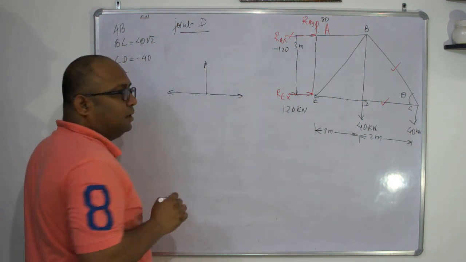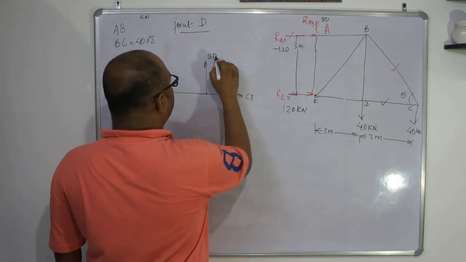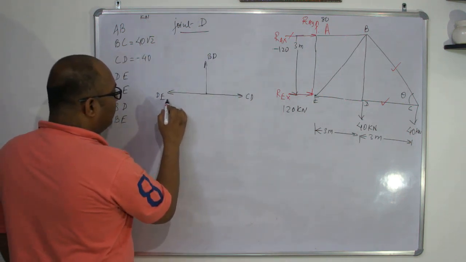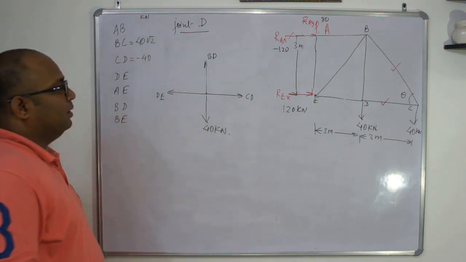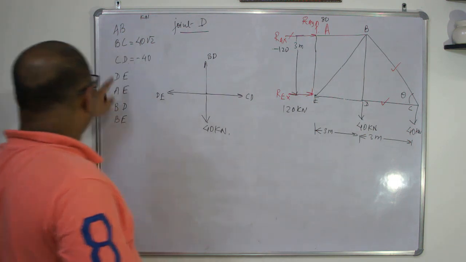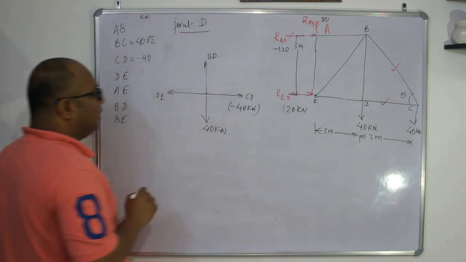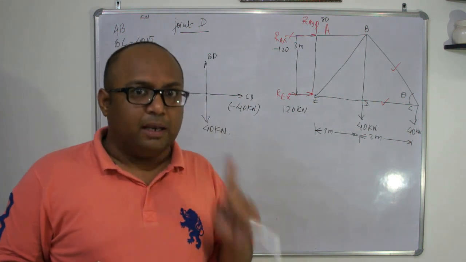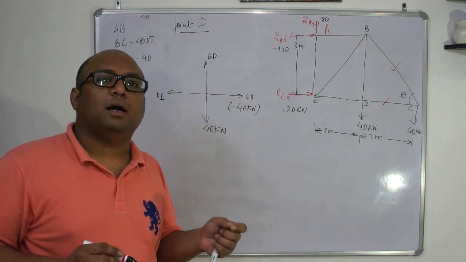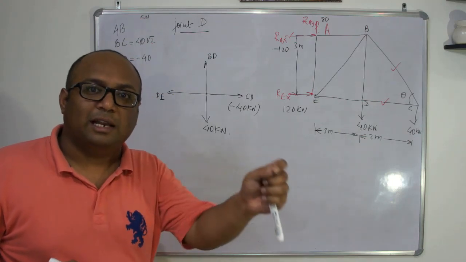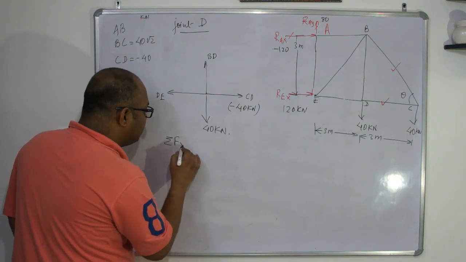Assuming all members in tension, so this force is CD, this is BD and this is DE, and here we have a load of 40 kilonewton. We also know the value of the force in CD, which is equal to minus 40 kilonewton. What type of force system is this? I am again insisting on this point. This is a coplanar concurrent force system, and for coplanar concurrent force system, summation Fx and summation Fy will be equal to 0.